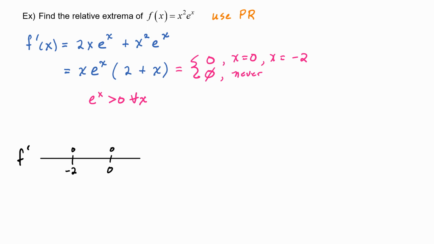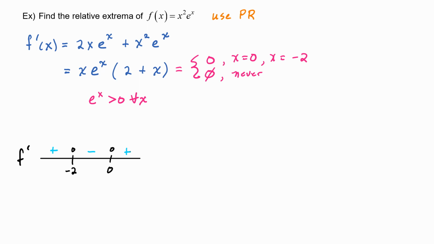Now if we pick some test points, for example -3, then we would have a negative here. This one's always positive, that's what this tells us. And we would have a negative here. So a negative times a negative is a positive. A test point here would be -1. We would have a negative times a positive is a negative. And a test point here would be 1. Positive times positive is a positive.